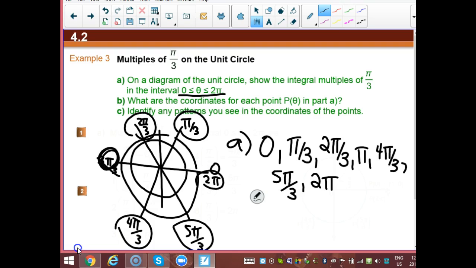And then if I said, what are the coordinates for each of those points? You have the coordinates on your unit circle, right? Like the coordinates are a half, comma, root 3 over 2 for the first one, okay? So I'm not going to write them all out.